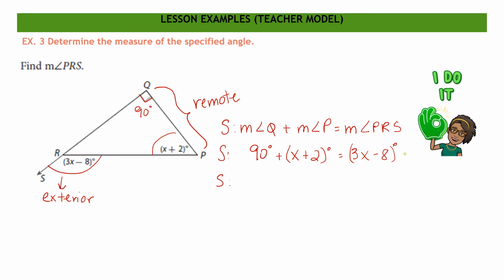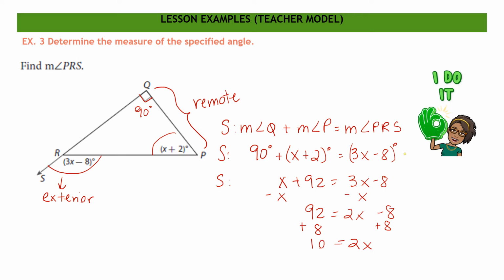And here now we're just going to solve for x. So combining like terms on the left, I get x plus 92 equals 3x minus 8. And then subtracting x from both sides, I have 92 equals 2x minus 8. Adding 8 on both sides, 2x equals 100, divide by 2. So we have x equals 50.